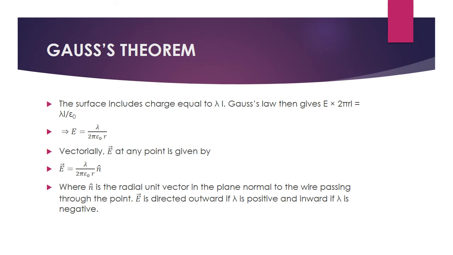Vectorially, the electric field at any point is given by E vector equal to lambda by 2 pi epsilon naught r multiplied by n cap, where n cap is the radial unit vector in the plane normal to the wire passing through the point. E vector is directed outwards if lambda is positive and inwards if lambda is negative.